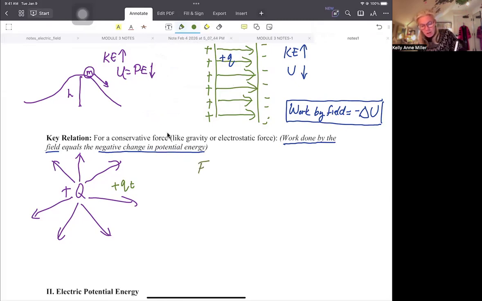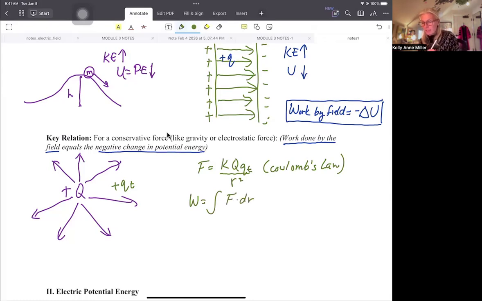You know from the very first module that you can calculate that using Coulomb's law, right? It's just k times the big Q times the test charge divided by r squared. Remember, that was the first module. So that was Coulomb's law. Remember from mechanics, if I integrate that force over a set distance, I can calculate the work. So work, just like from mechanics, is the integral of force over some distance.